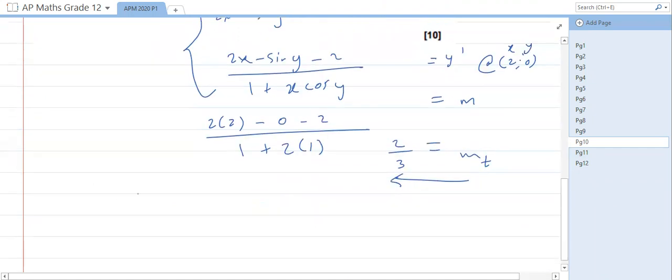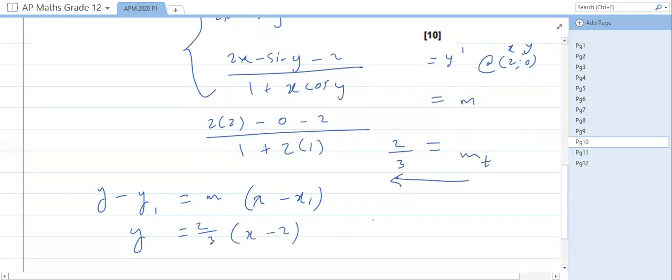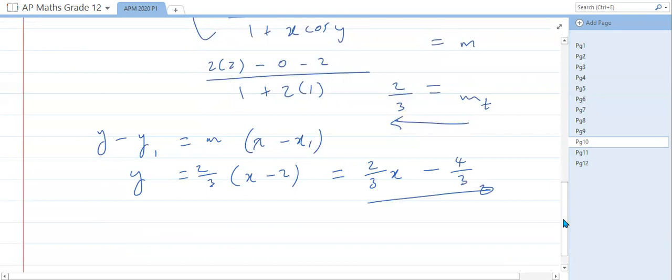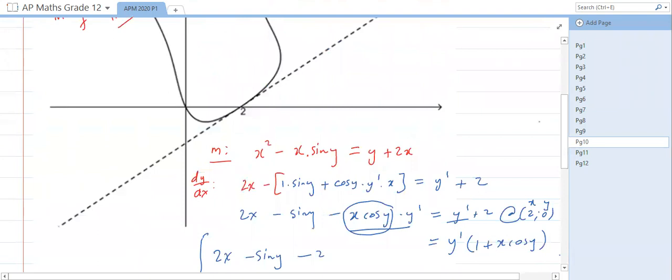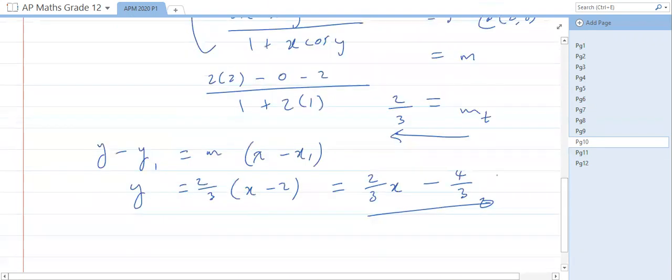Now, y minus y1, the equation of the tangent, is equal to m times x minus x1. You have x value as 2, y value as 0. So y is equal to 2 over 3 times x minus 2, which is equal to 2 over 3 x minus 4 over 3. That's the equation of the tangent line. Let me go back up and check it. Yes, the y-intercept should be negative, and it's a positive slope, so m has to be greater than 0. Yes, that's what I have.